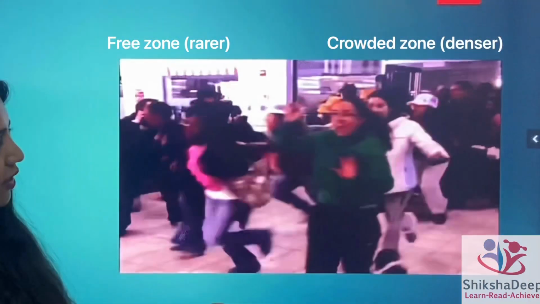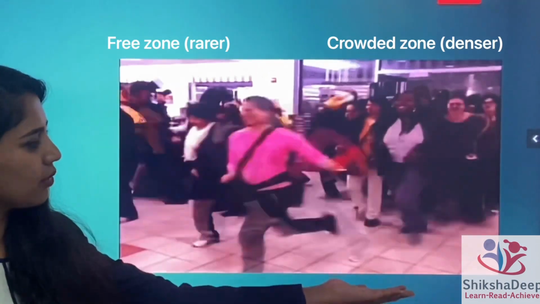This video clip shows people moving from crowded zone to the free zone. You can see people walking in the crowded zone, but as soon as they enter the free zone, they begin to run. Why? There is no space for them to run when they're crowded, but when they enter the free zone, they can move faster. This is the relationship between density and speed. When it is denser, the speed reduces. When it is less dense, the speed increases.